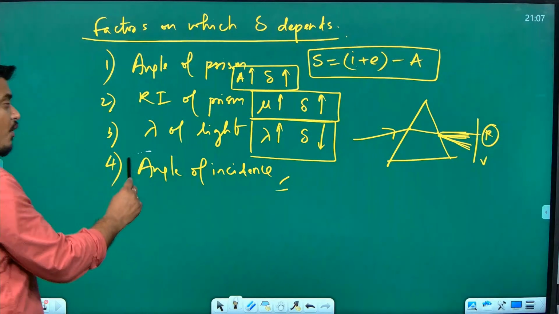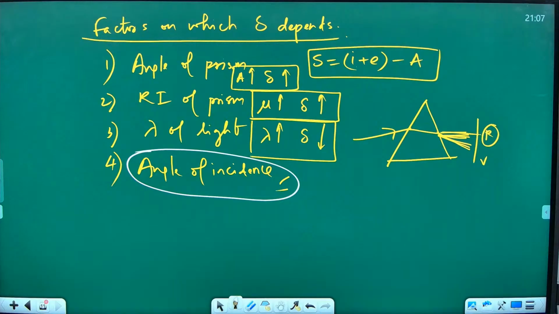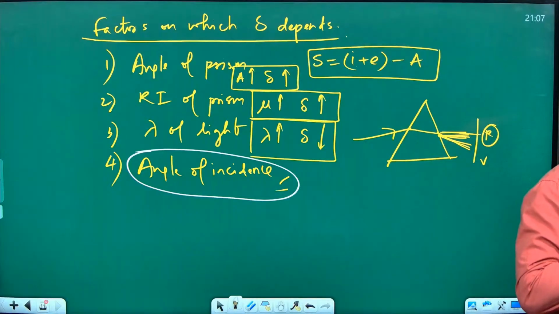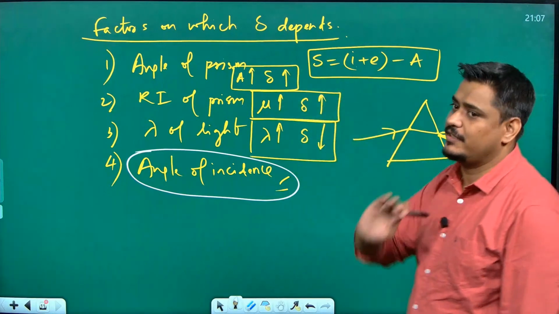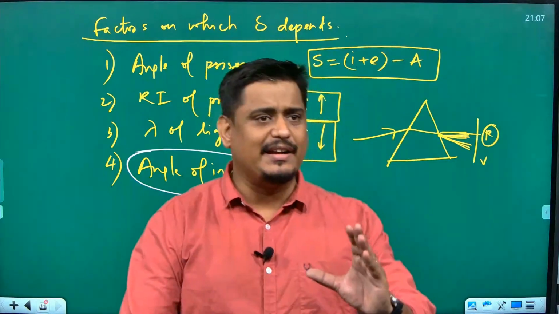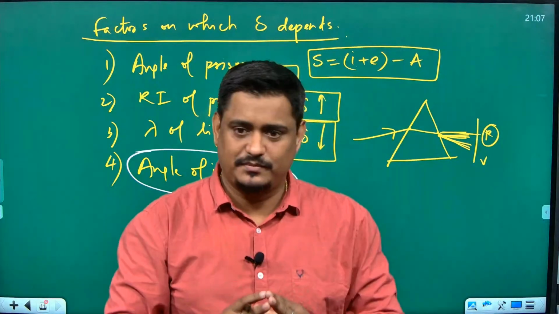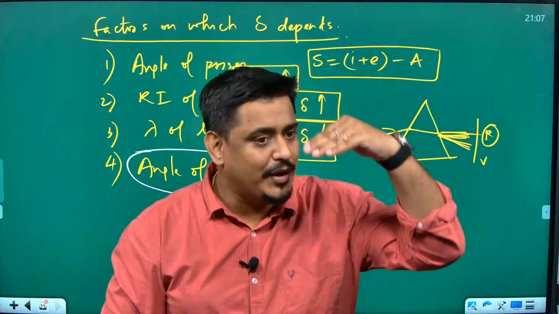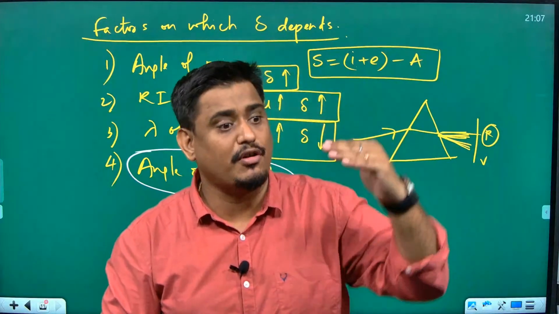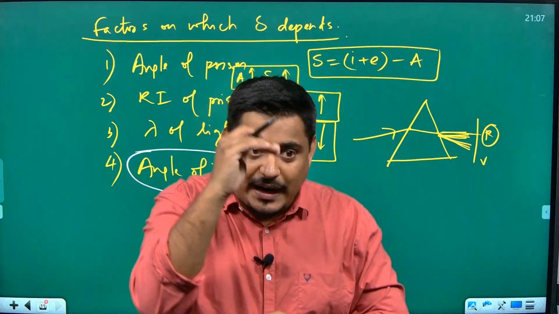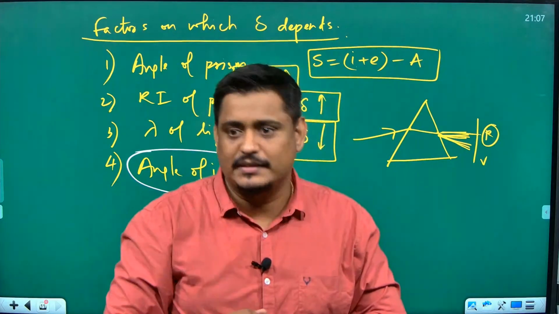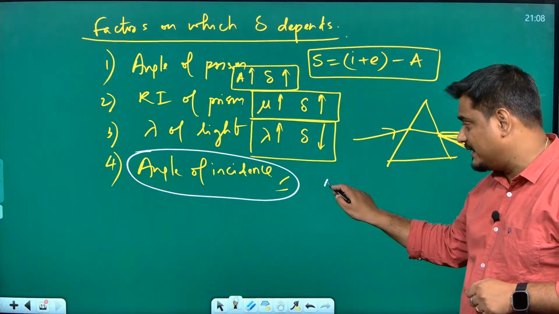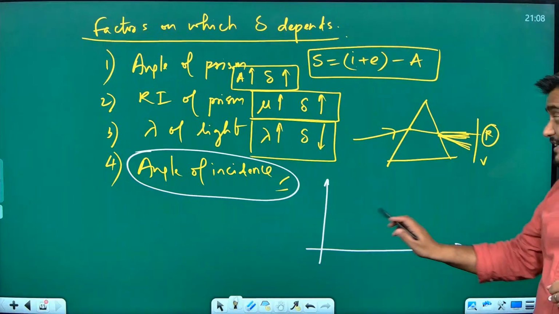Last is angle of incidence, the most important one. Please pay attention now. What do you think will happen if angle of incidence is increased? And this is the experiment of 12th standard. In the laboratory, they will take a prism and pass the incident ray at various angles, 20 degree, 25 degree, 30 degree, 35 degree, 40 degree, and in a tabular column you will write the value of i and the value of delta. And you will notice that as the angle of incidence is increasing, angle of deviation is reducing.